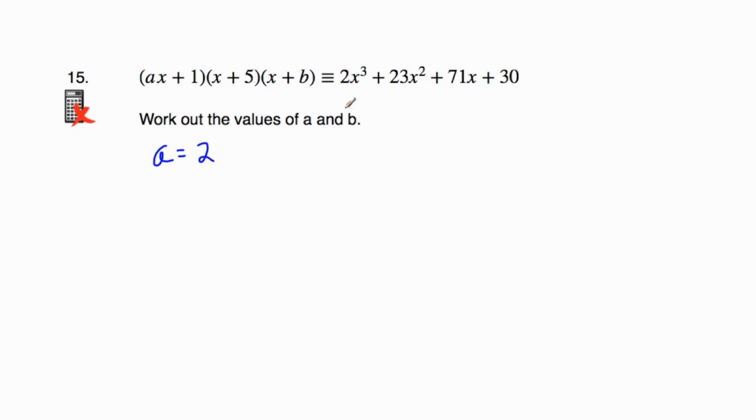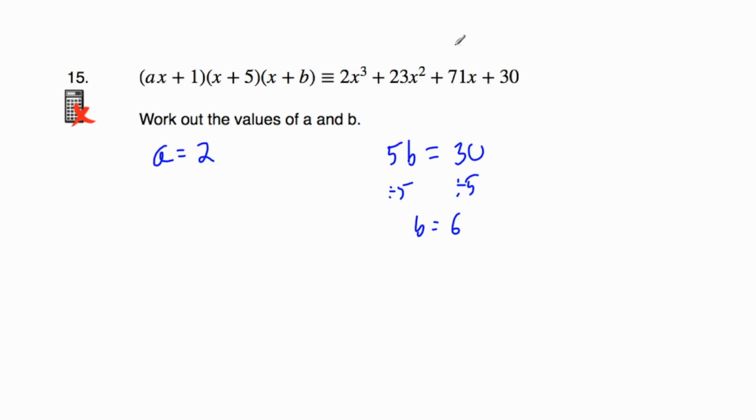And then if we wanted to work out b, because b is one of the numbers here, and we've got 1, 5, and b, if we multiply the constants, whenever we multiply out these brackets, the only way we can get 30 is by multiplying the constant by the constant by the constant. In other words, 1 times 5 times b would be equal to 30. So 1 times 5 is equal to 5, times b would be 5b, and that would be equal to 30. And that means if we divide by 5 and divide by 5, we're going to get that b is equal to 6. So it means that a is equal to 2 and b is equal to 6.